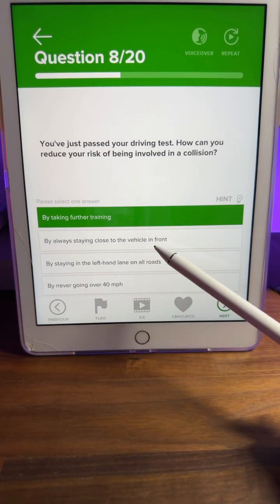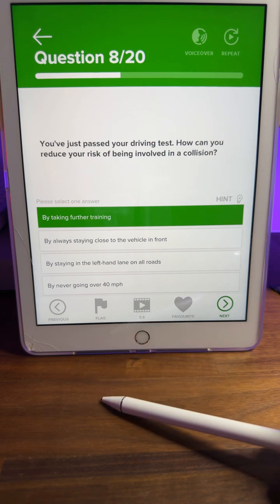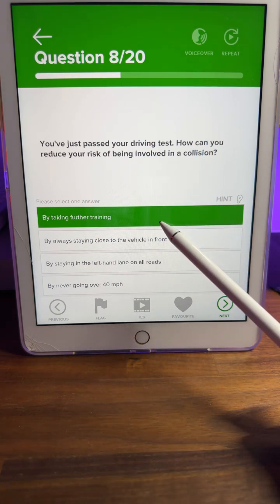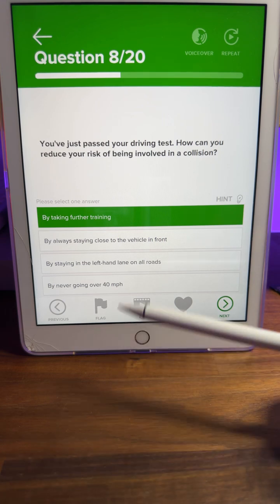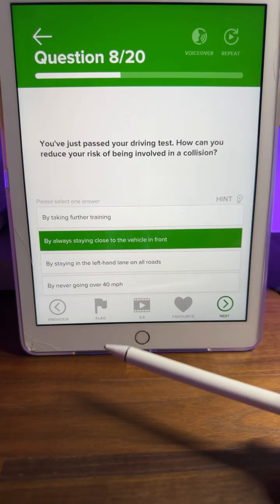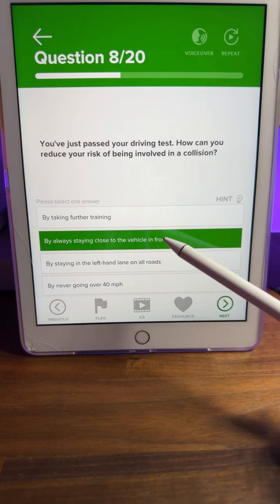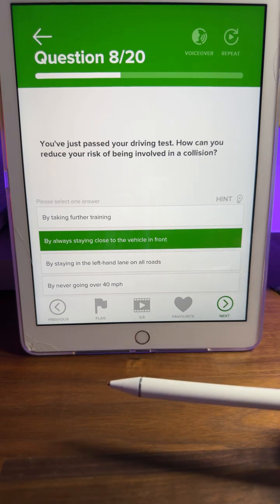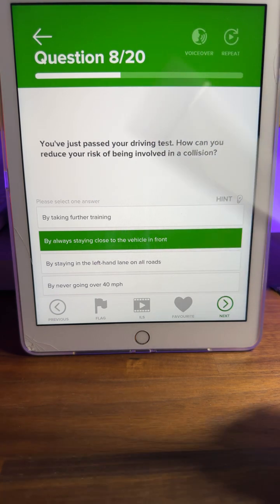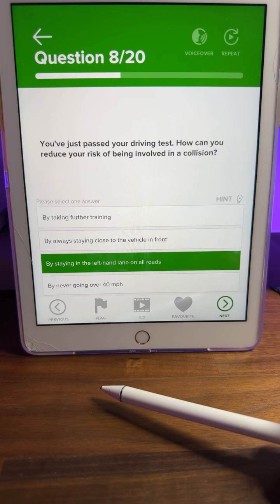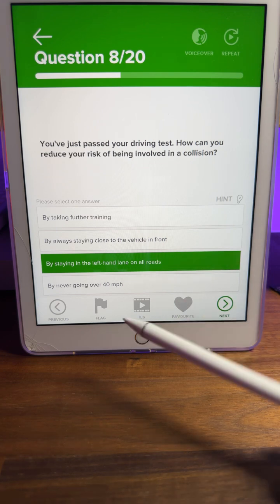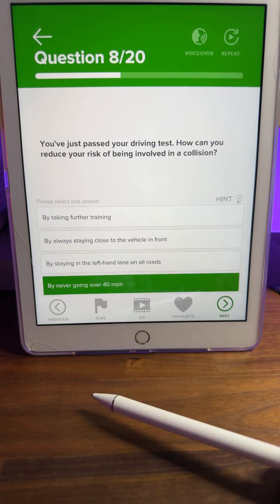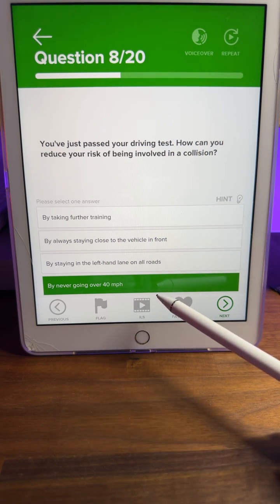Okay, so by taking further training, so you've just passed your driving test. How can you reduce your risk of being involved in a collision? By taking further training would make common sense, yeah? Taking further training, you're getting better at driving, okay? Even though you've passed your driving test. But always staying close to the vehicle in front, no, that's very dangerous. Don't stay close to the vehicle in front, okay? Keep your distance back. You need to have time to react to an emergency stop if it ever happens, okay? By staying in the left-hand lane on all roads? Well, no, why would you? What if you want to turn right? What if you want to turn right on a multi-lane roundabout, for example, yeah? By never going over 40? Well, what if it's a 60 or 70 road? By never going over 40, that could also be very dangerous.